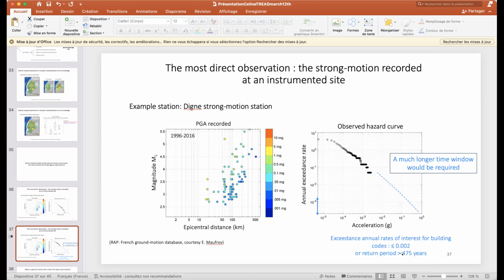To build an empirical hazard curve and fill in this part of the curve, we would need a much longer observation time window. Given the time windows available for strong motion stations, it's currently not possible to compare forecasts and observations at a given site.